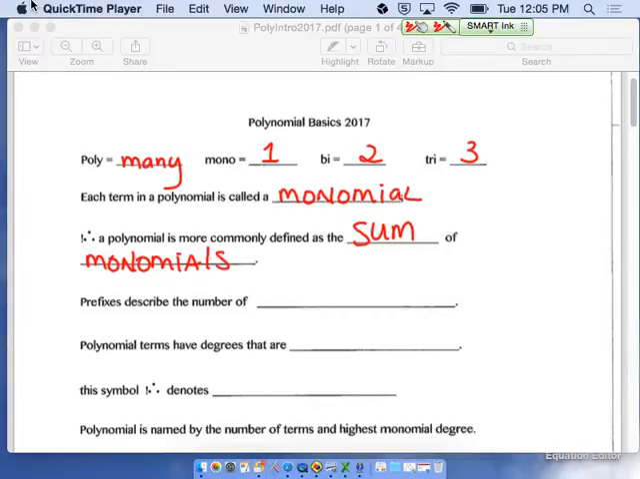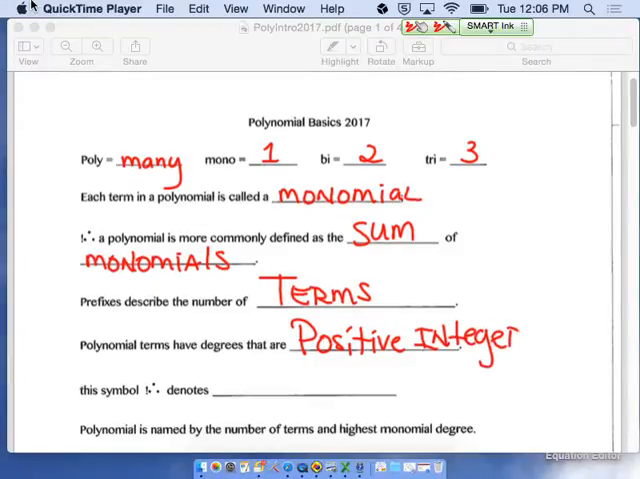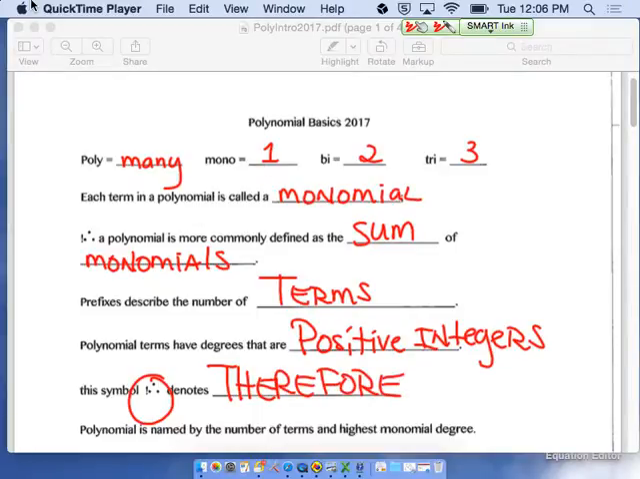The prefix describes the number of terms in the polynomial. And polynomial terms have degrees that are positive integers, meaning the exponents are positive integers. This little symbol that I'm using is an abbreviation for the word therefore. So I'll let you jot these down, and then I'm going to move on.